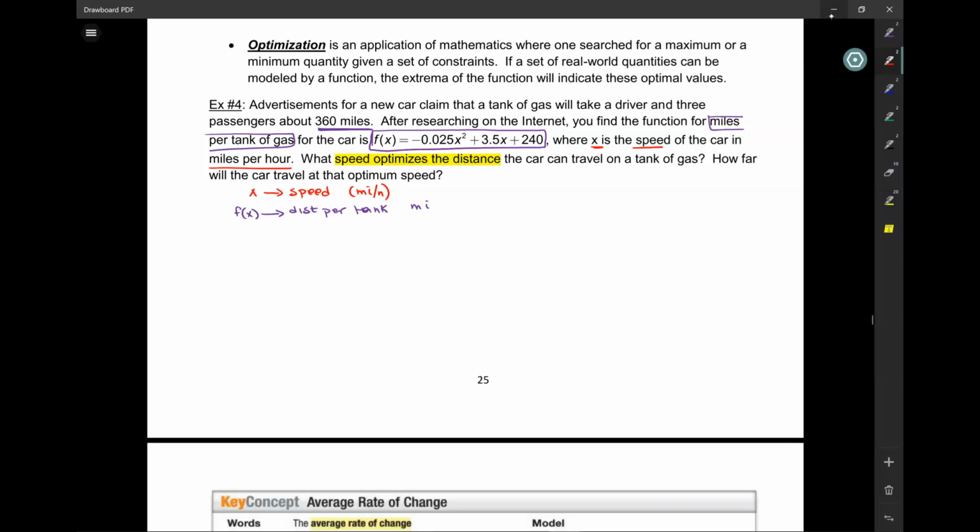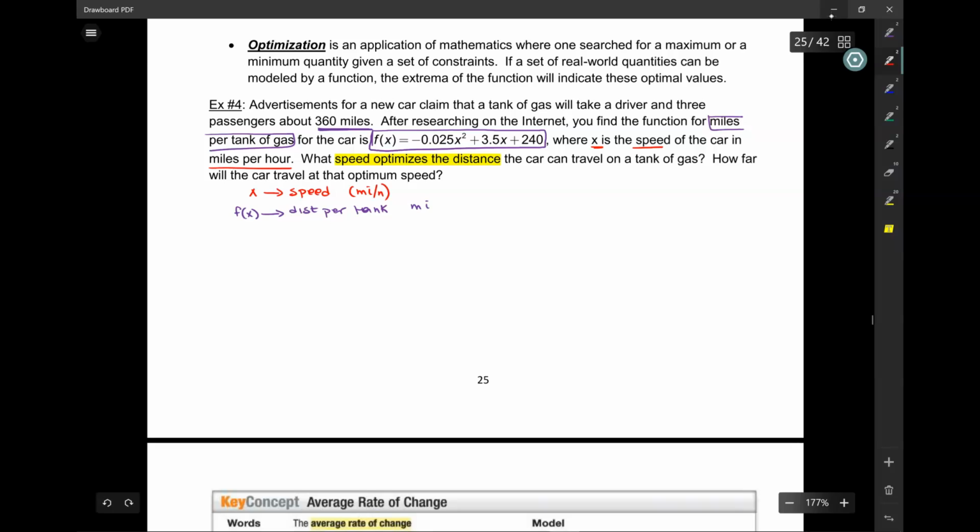So the advertisement says you can go about 360 miles, and then you do some research and you find that that actually depends on how fast you're driving. So now you go, okay, what speed should I drive at so that per tank of gas I can drive the most distance? All right.